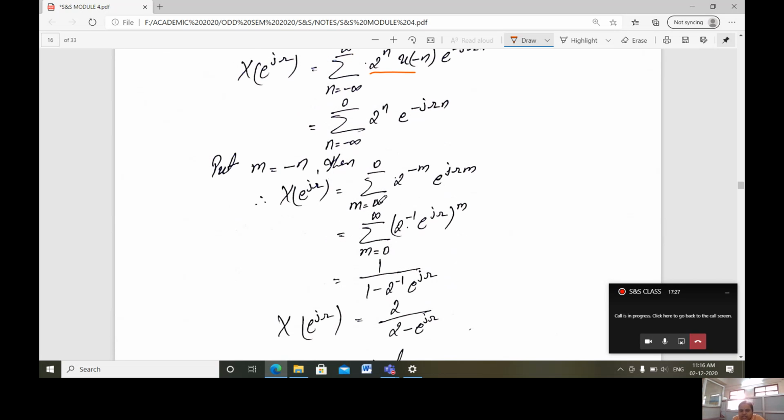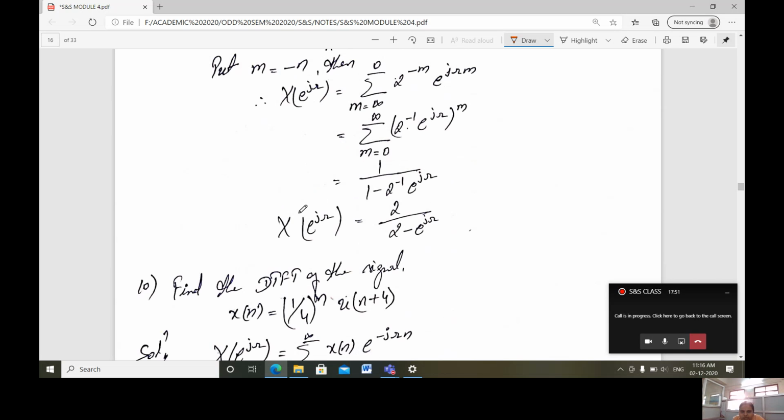Then changing the limit here, where m is varying from 0 to infinity, the power is going to change here: (2 power minus 1 e raised to j omega) power m. Solving this, we will get 1 divided by 1 minus 2 raised to minus 1 e raised to j omega. Then X of e raised to j omega is going to be 2 divided by 2 minus e raised to j omega, you will be getting.